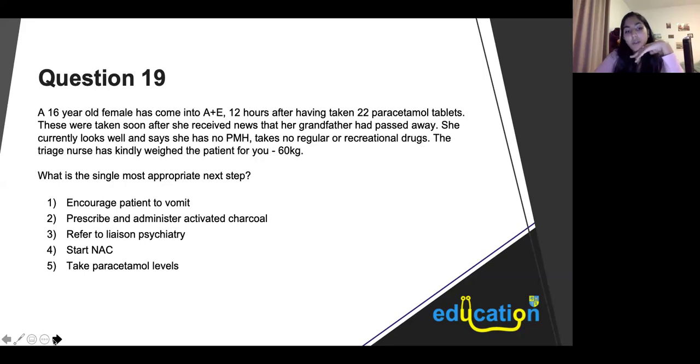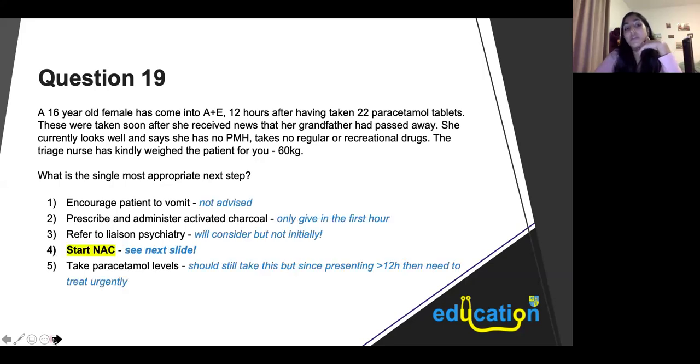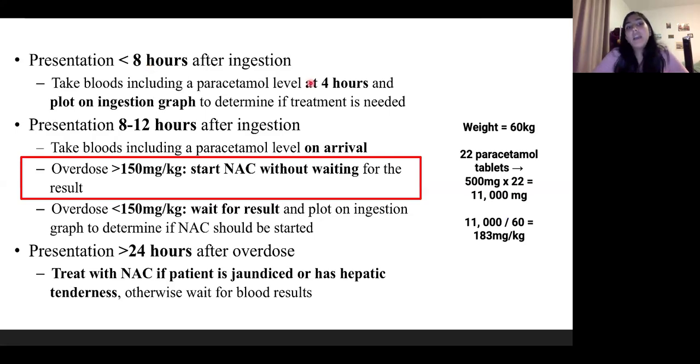Most of you guys have gotten the right answer, but it is really tricky. So this one is we start NAC. So basically it's based on the time frame, but I think there are some other things to think about too. So if they present within 8 hours, that's when you take the paracetamol level and you try and take it at the 4-hour mark.